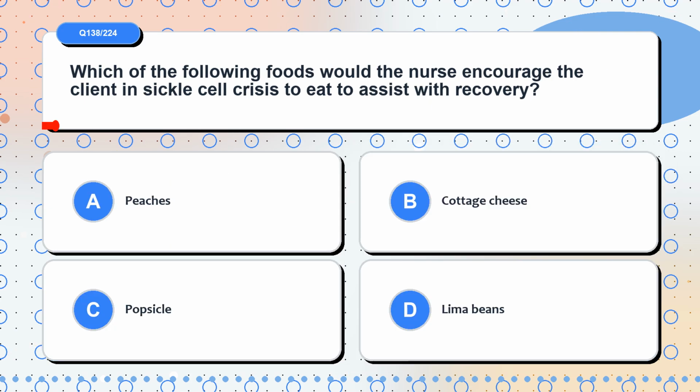Question 138. Which of the following foods would the nurse encourage the client in sickle cell crisis to eat to assist with recovery? Here are the options. Option A. Peaches. Option B. Cottage cheese. Option C. Popsicle. Option D. Lima beans.